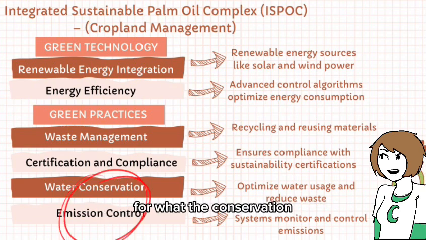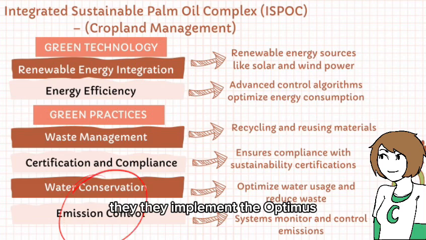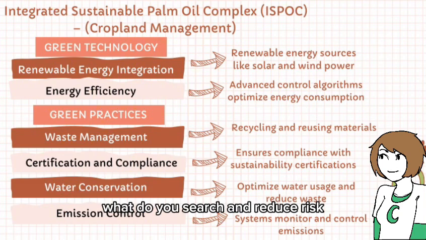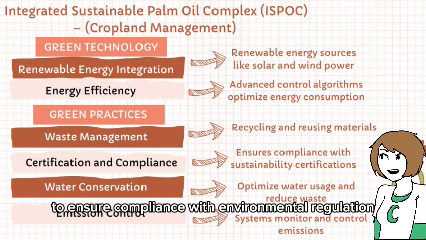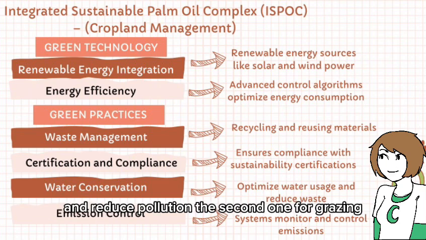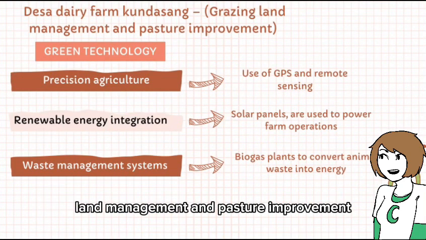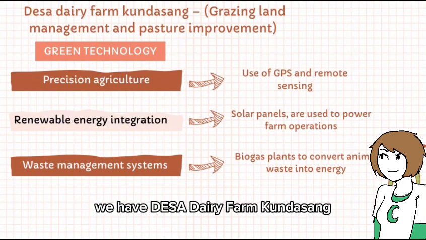For water conservation, they implement optimized water usage and reduce waste. The last one is emission control, where the ISPOC system monitors and controls emissions to ensure compliance with environmental regulations and reduce pollution. The second one, for grazing land management and pasture improvement, we have Desa Dairy Farm Kundasang.